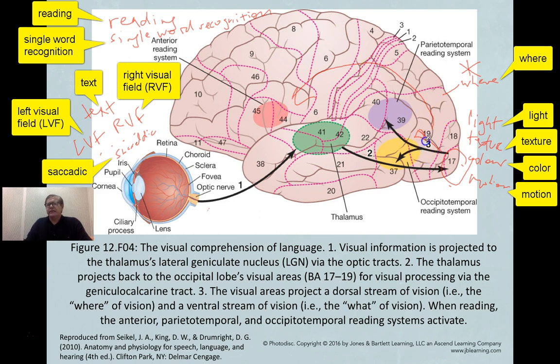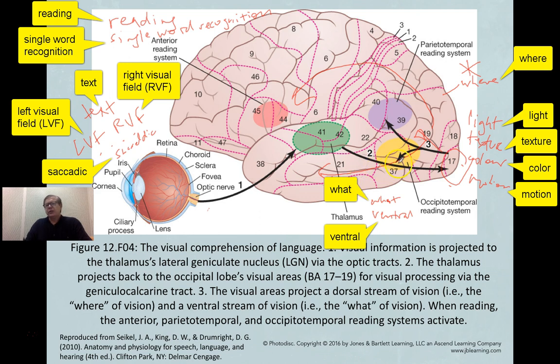Contrary to that is the ventral stream. Now, the ventral stream is specialized for the what of the visual processing system. What is it that's being recognized? Is it a face? Is it a house? Is it a pen? Is it some other object in the visual field? So the what system is ventral because ventral refers to lower, and the processing of the object that we see is concerned with activation in this area here. In fact, the inferior temporal gyrus is intimately involved in that.